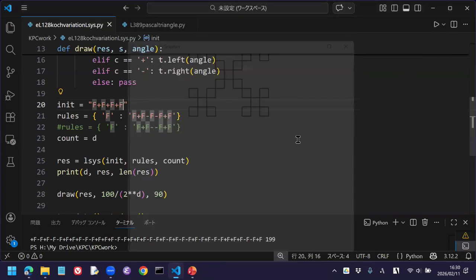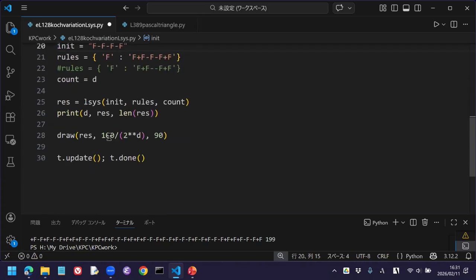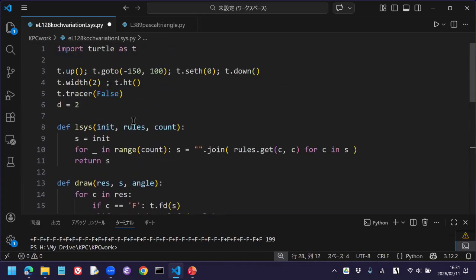Okay, yeah, maybe this should be minus instead of plus. And also, we might want to change the sides a little bit or change the starting point. And let's see how it looks for level 3.